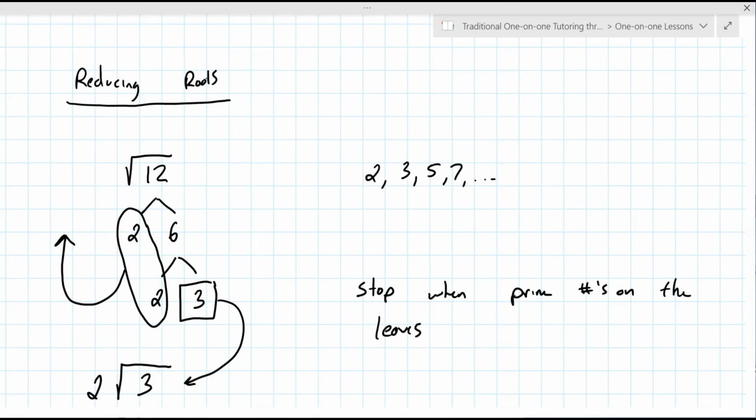Do you have this down in your notes? Yeah. What is it? It says prime numbers. Oh, on the leaves? Leaves. Yeah, the prime numbers. We're going to do another example just like this.